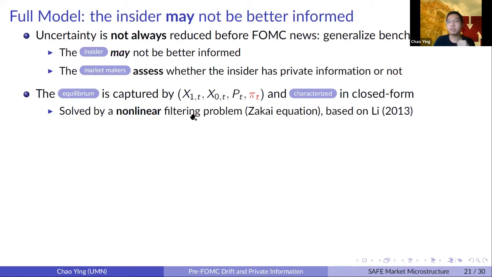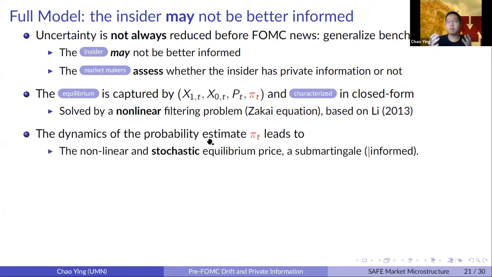The equilibrium is captured by the following 4 elements: the trading strategy when the insider is better informed, the trading strategy when the insider is not better informed, the equilibrium price, as well as the probability estimation of how likely the insider is informed. I solve this by a nonlinear filtering problem, where the dynamics of the probability estimation lead to the nonlinear and stochastic equilibrium price, which helps me to match the time series of the pre-announcement drift.